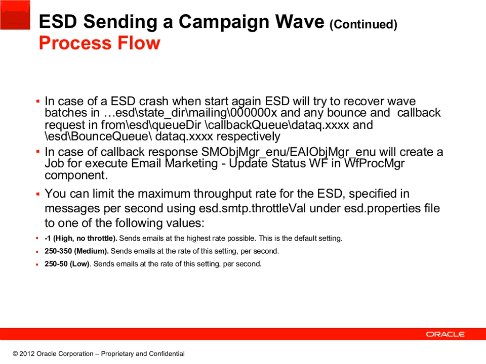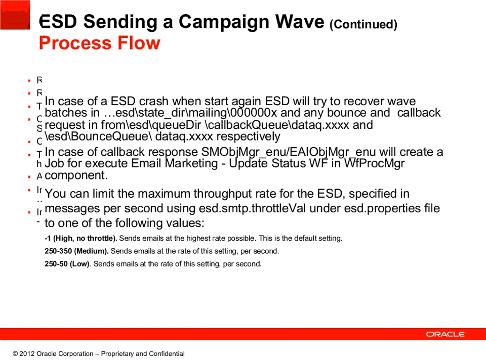And there is a setting under the Siebel.esd.properties file to limit your maximum throughput rate for ESD. The property name is ESD SMTP.throttleval, and this property is under the ESD.properties file. Below are a few examples of the values of this property.